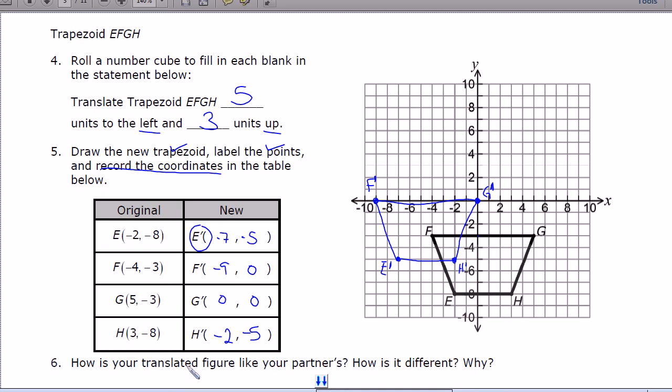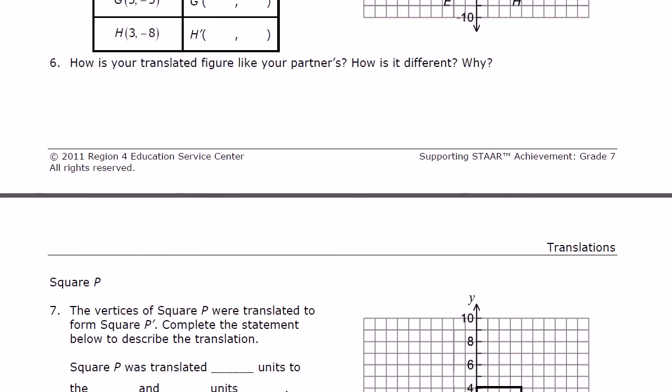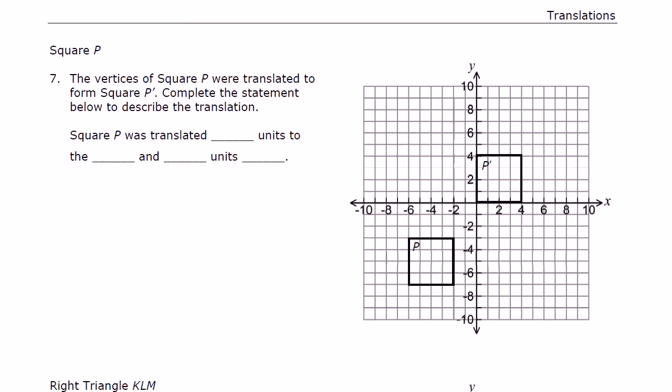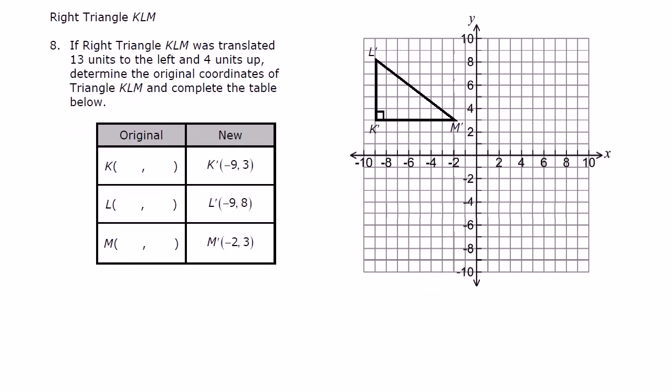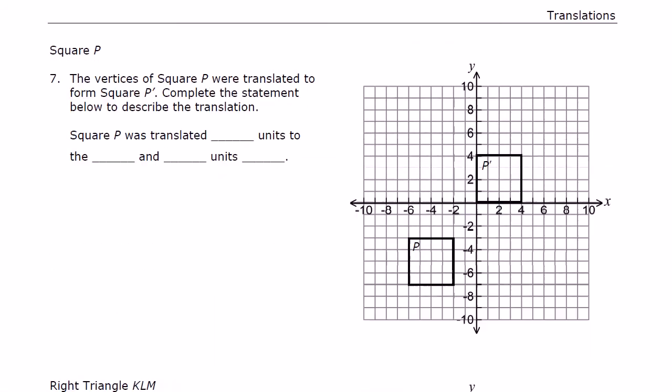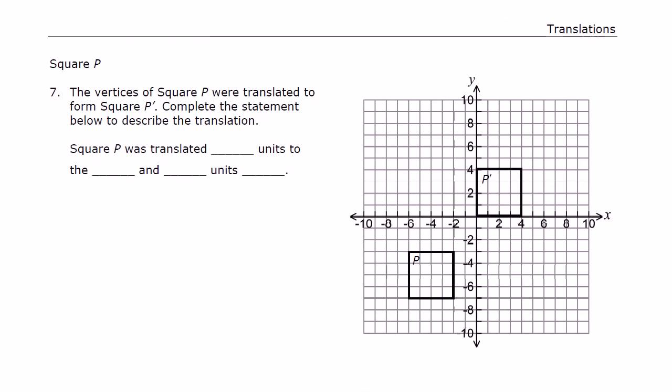And for number 6, you're going to do the same thing. Tell me how it's alike with your partners and how is it different, and tell me why. Okay? So that's pretty much the activity you're going to be doing. Here's another one here, the square P, and then the right triangle KLM. So let's do these two right quick so we can get better at it.